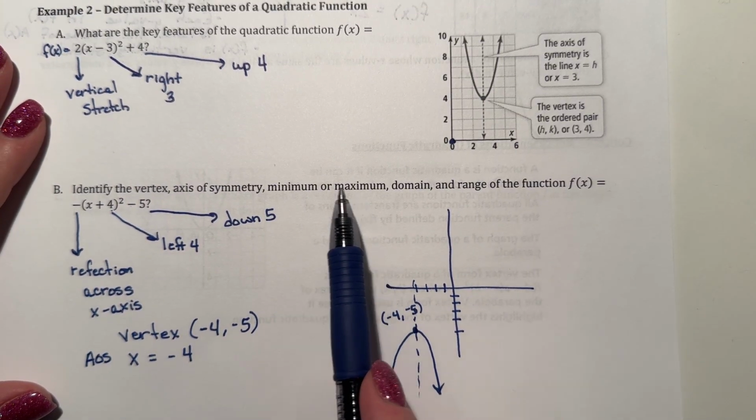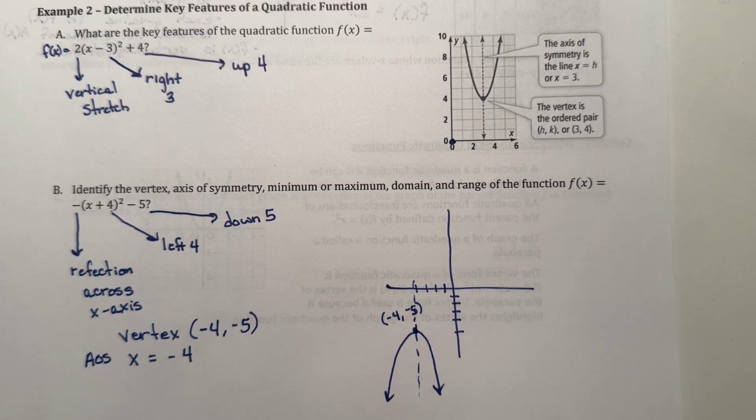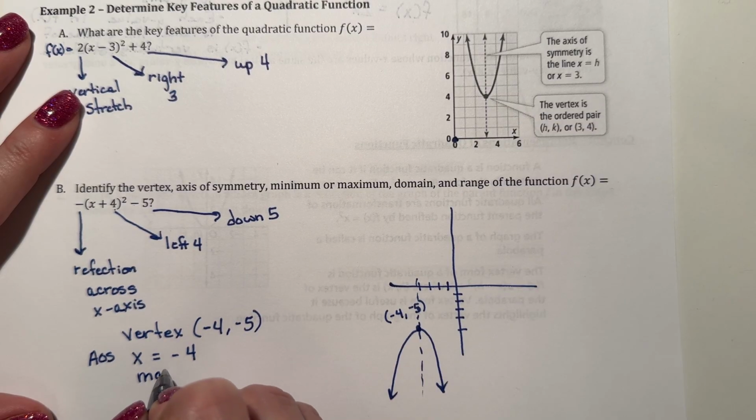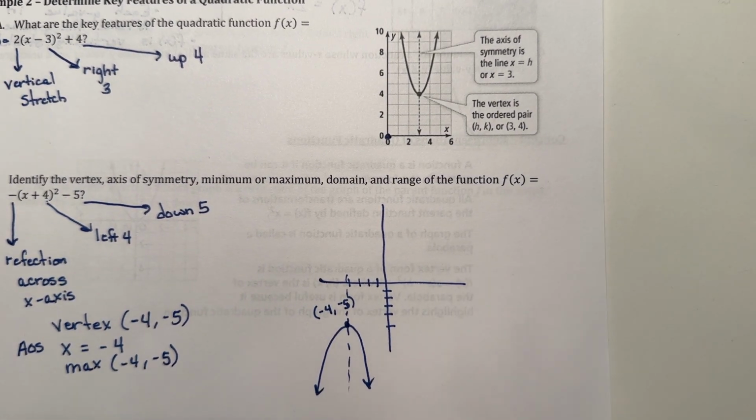Minimum or maximum. So it says minimum or maximum because you only have one of those. If your graph points down, you have a maximum. And that's at the vertex. Now let's talk about the harder one, domain and range.